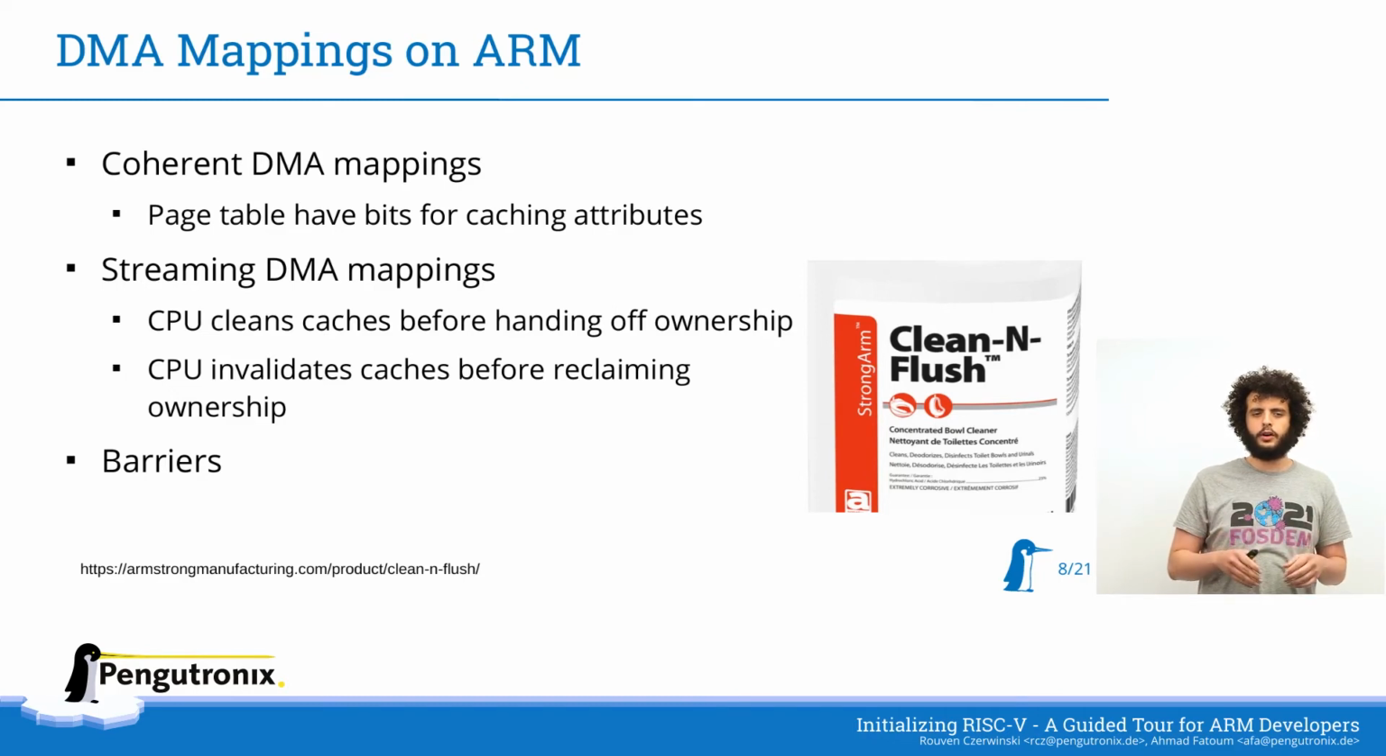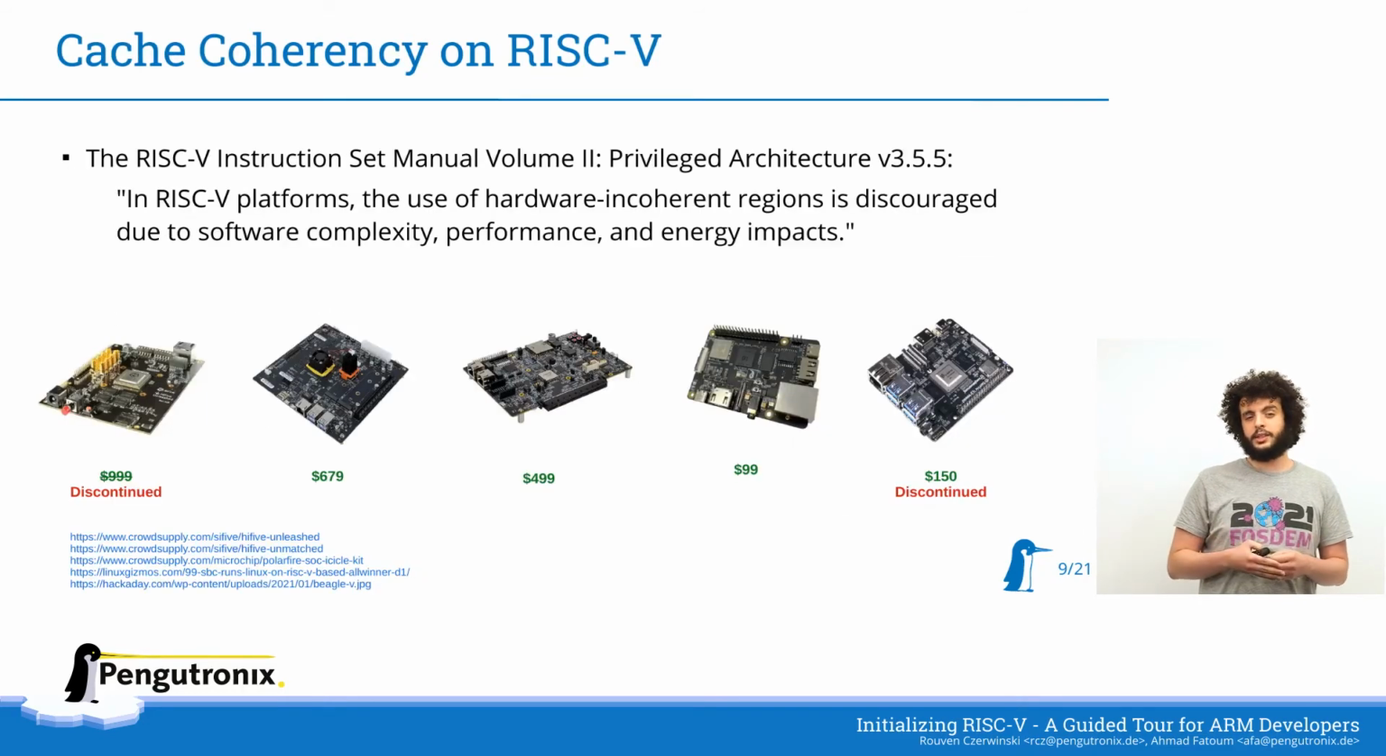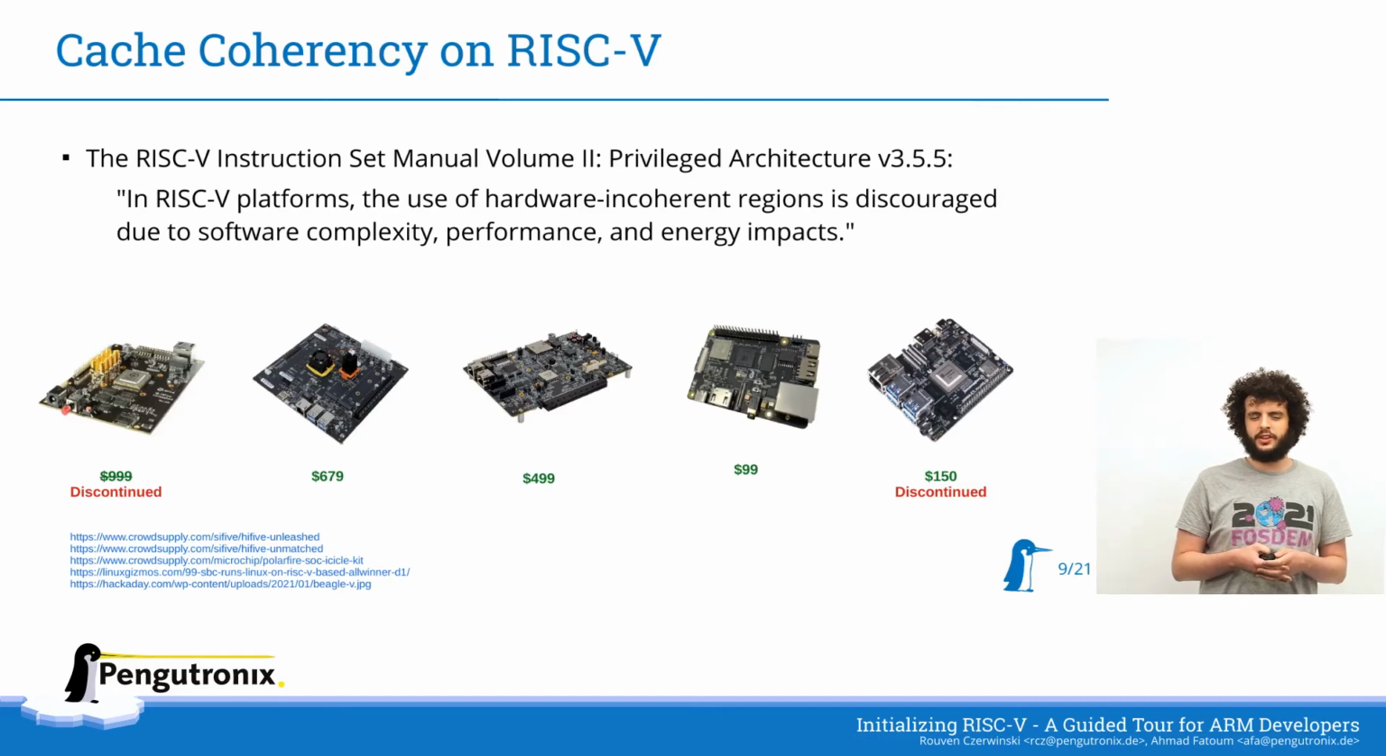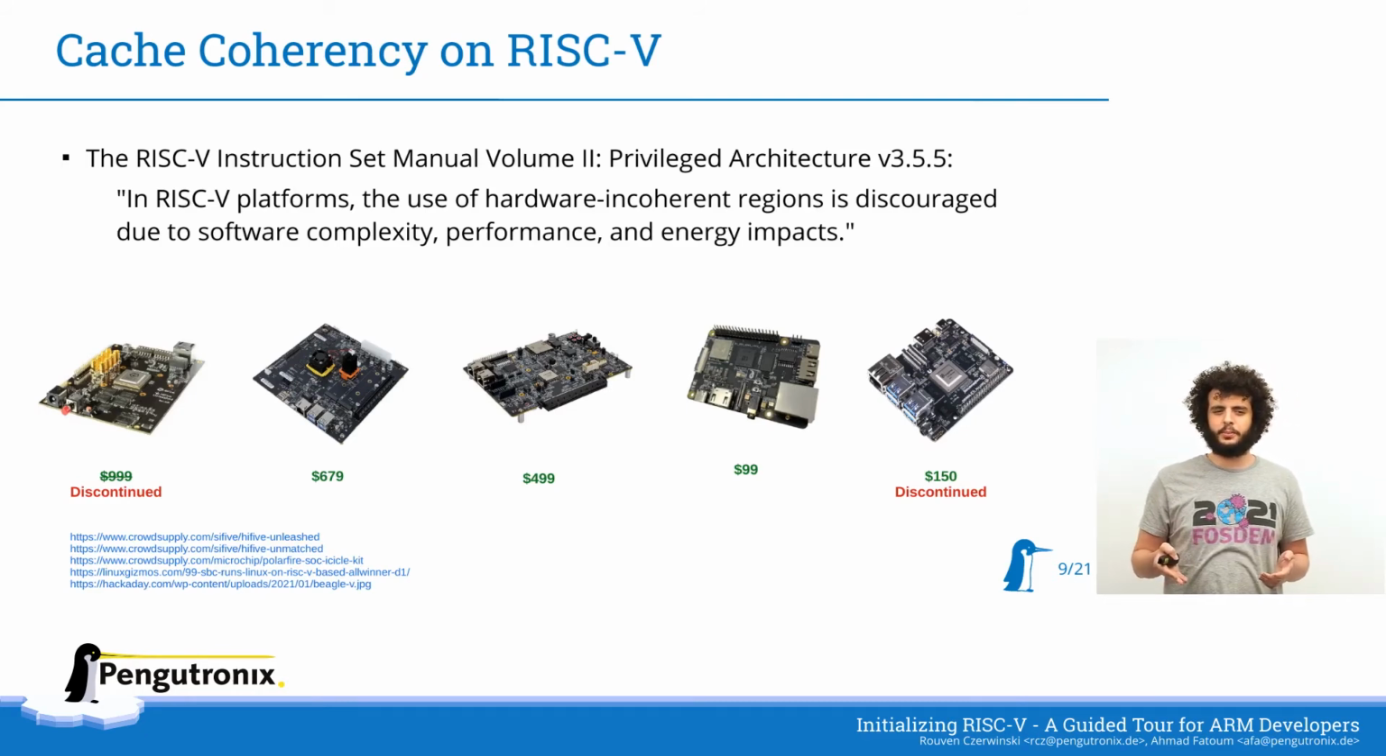And there is a whole zoo of barriers on ARM, so you can write optimized code depending on how strong your ordering should be. How does that look on RISC-V? So in our specification, you can search for coherency, and you won't find much, but you will find what I have quoted here. In RISC-V platforms, the use of hardware incoherent regions is discouraged due to software complexity, performance, and energy impacts. How does that translate to practice?